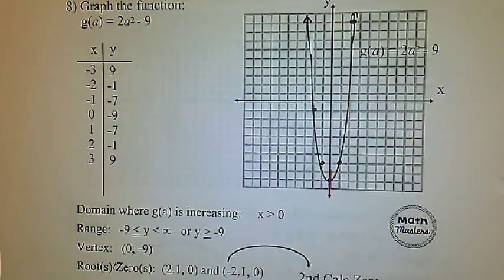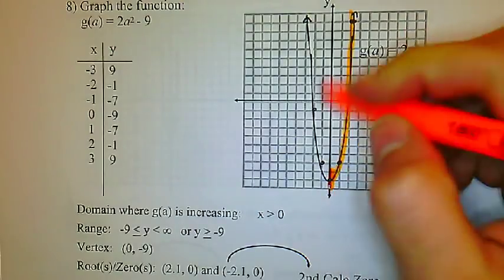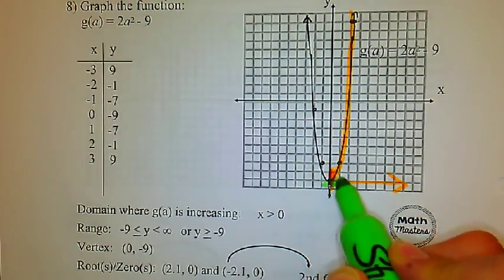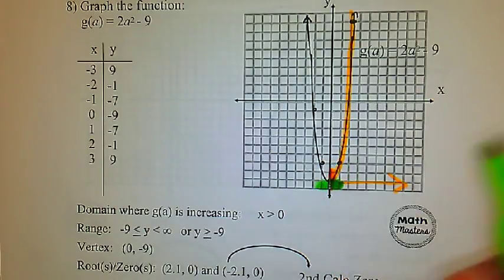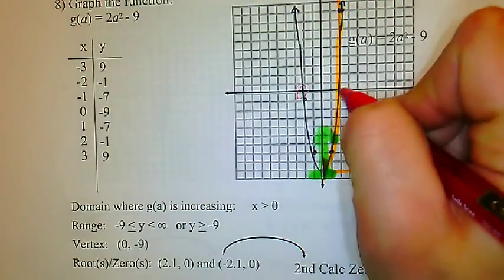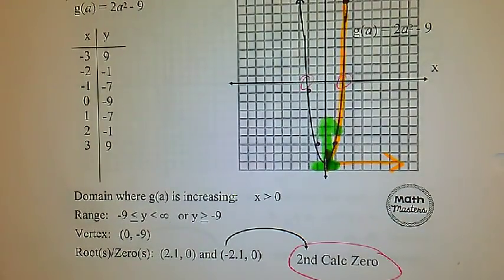Alright, and for number 8, you graph 2x squared minus 9, and find your domain where it's increasing. Remember, when we're looking at increasing, we're looking at everything that is going up. Okay, so we look at our x value, and everything greater than 0 would be in your domain, right? Your range now, that one we look again at the vertex. Okay, this is at negative 9 and higher, so it has to be greater than or equal to negative 9. So if we want to do it in intervals, we could do negative 9 to infinity, or you can just say y is greater than or equal to negative 9. Our vertex is 0, negative 9, and then here and here are our zeros. Remember, we do second calc 0 in order to find those zeros.